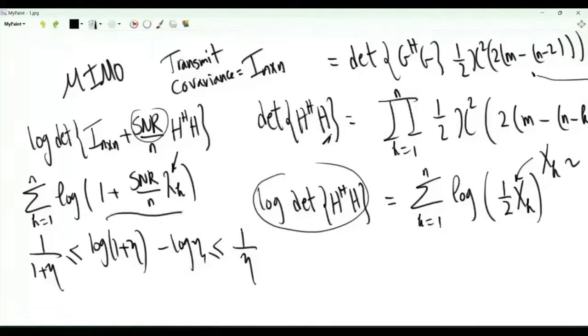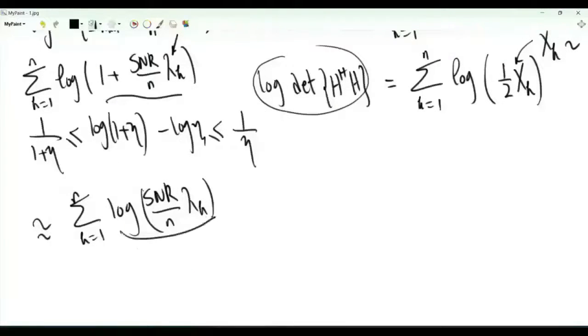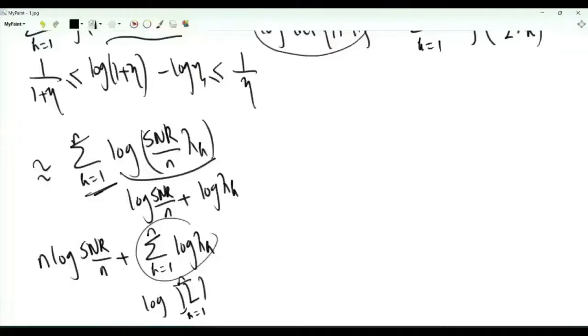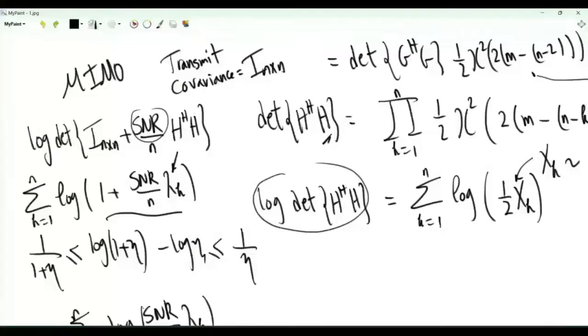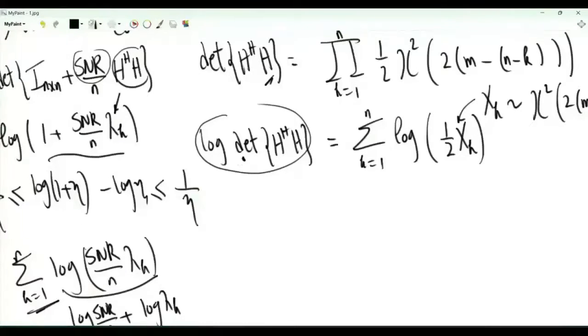This means that if we have a high average signal-to-noise ratio scenario, we can approximate the capacity as summation k from 1 to n log SNR over n lambda k. We can write this logarithm as log SNR over n plus log lambda k. Applying the sum, we get n log SNR over n plus summation k from 1 to n log lambda k. This is the logarithm of the product k from 1 to n of lambda k. This is the product of the eigenvalues of matrix H Hermitian H. This product here is the determinant of H Hermitian H. The quantity of interest that we have here and its expected value are relevant to the study of wireless communication systems with multiple antennas in the high average signal-to-noise ratio regime.